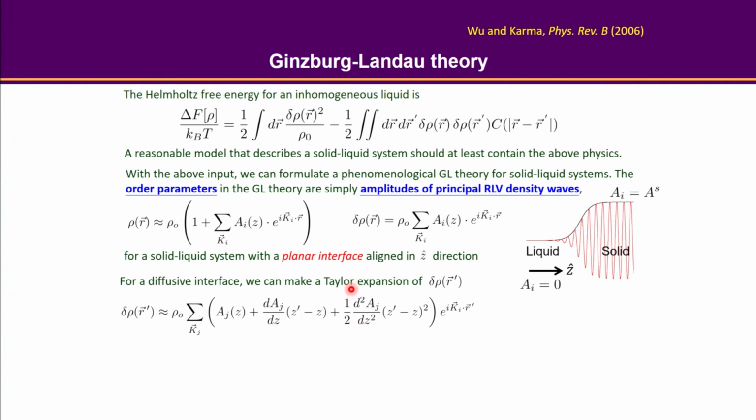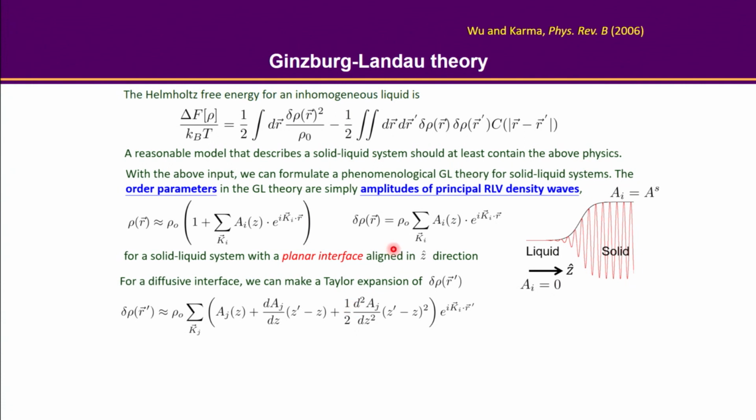So if you have a rather diffusive interface, then you can truncate that Taylor expansion to the quadratic order. The linear term is going to vanish, but you also need the second term to describe the spatial relation between two points. So that's the lowest order you should retain, but we are going to see that detail later.